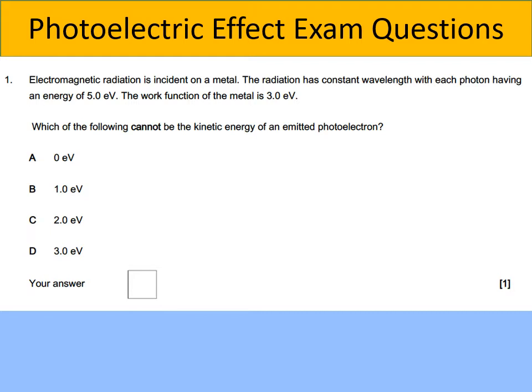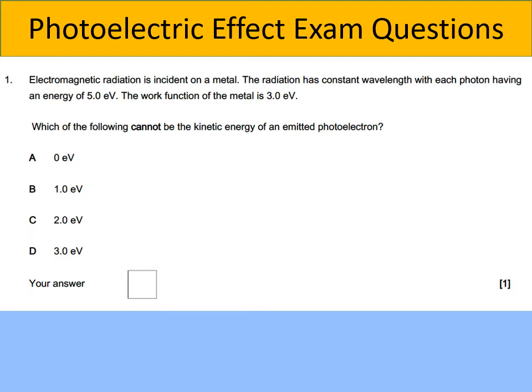So question number one: electromagnetic radiation is incident on a metal. The radiation has constant wavelength, with each photon having an energy of 5 electron volts. The work function of the metal is 3 electron volts. Which of the following cannot be the kinetic energy of an emitted photoelectron?